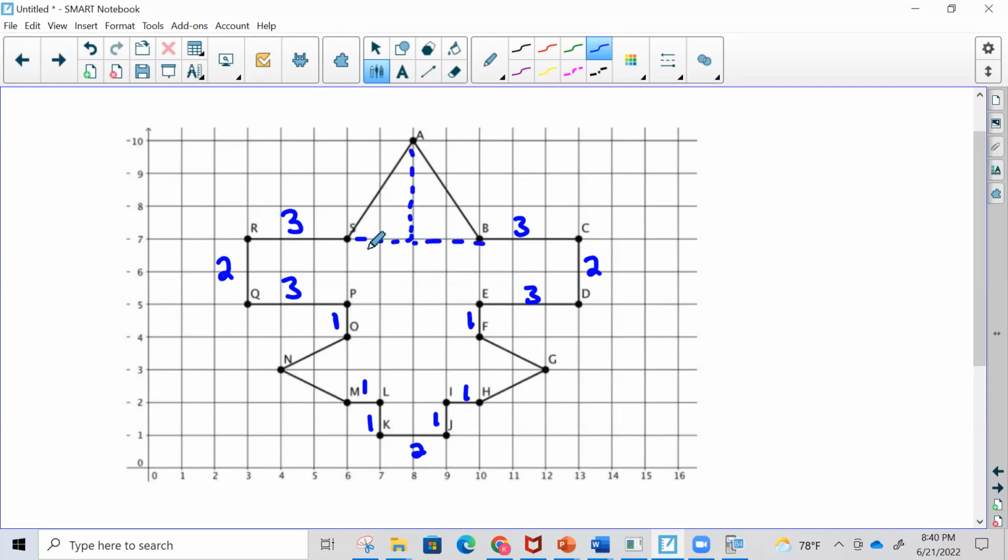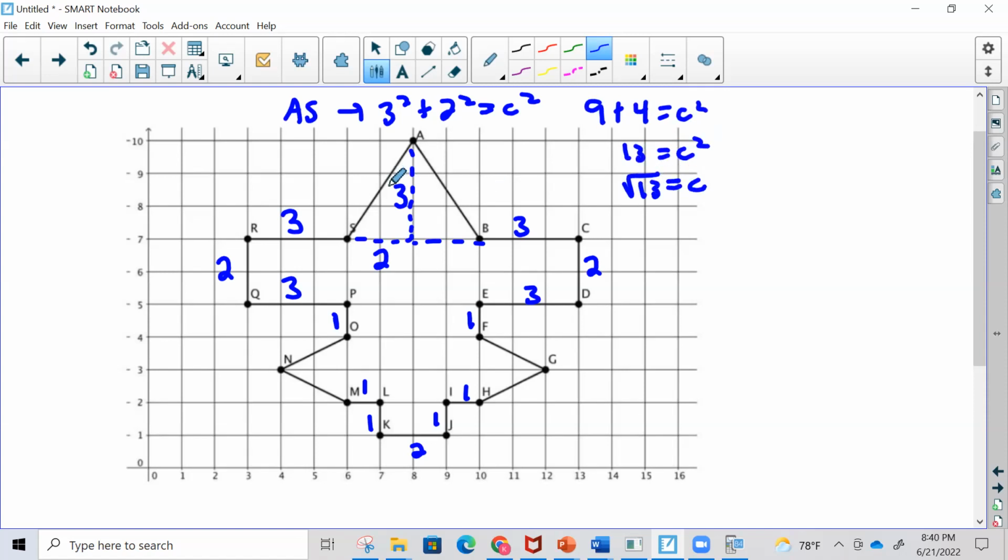The triangles, to get those lengths, again, we have to use the Pythagorean theorem to do it. So here we have, this is 2, this is 3. So to find the distance from A to S, we would do 3 squared plus 2 squared equals C squared. And we would get 9 plus 4 equals C squared. So that's 13 equals C squared. And that's the square root of 13 equals C. So this is the square root of 13. This is the square root of 13. Again, because those are equal.